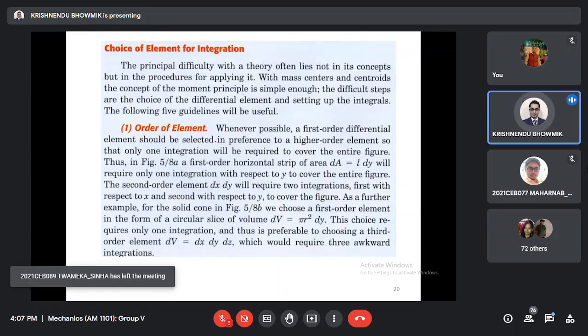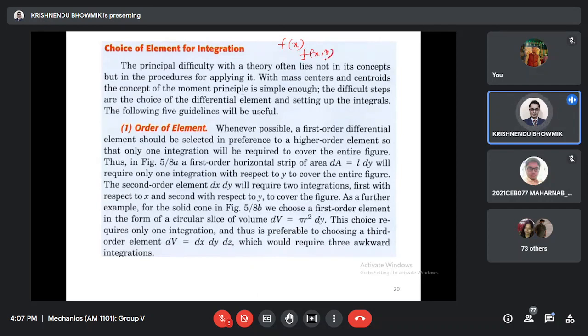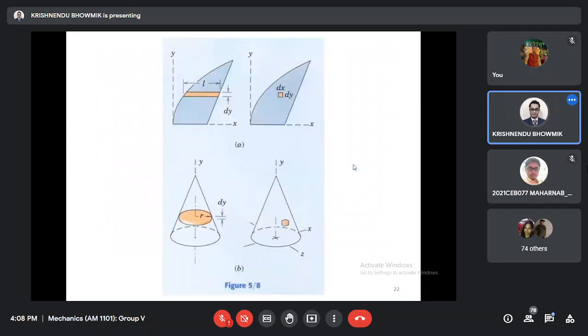Now, when you want to do the integrations, there is some function, y equal to f(x), or maybe a function of x and y, possibly a function of x, y, z. So we have to choose the element for doing the integration in such a way that the integration is very easy, preferably a first order element. We want some choice of area like this: dA equal to L dy. Let me check 5.4. Yes.